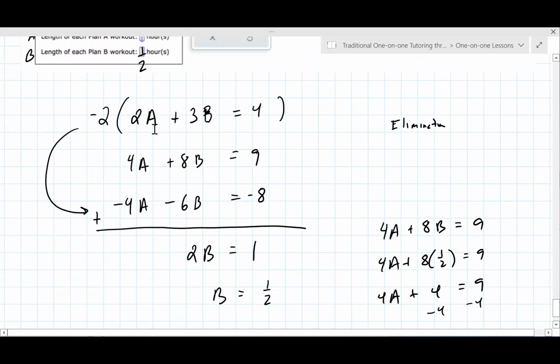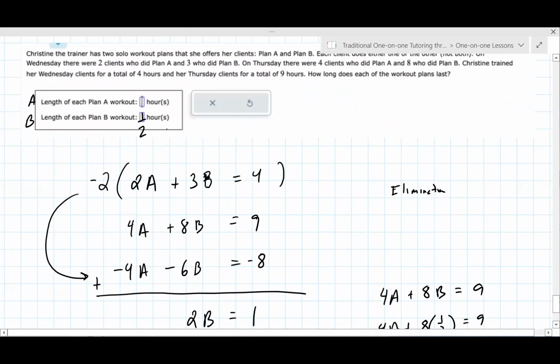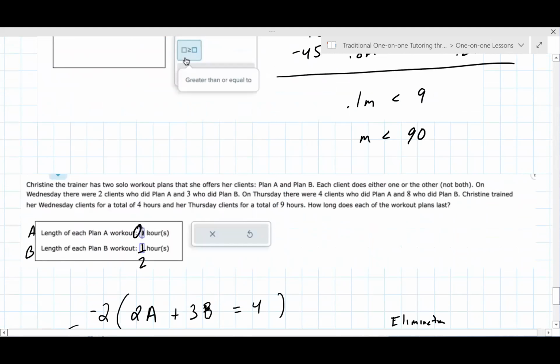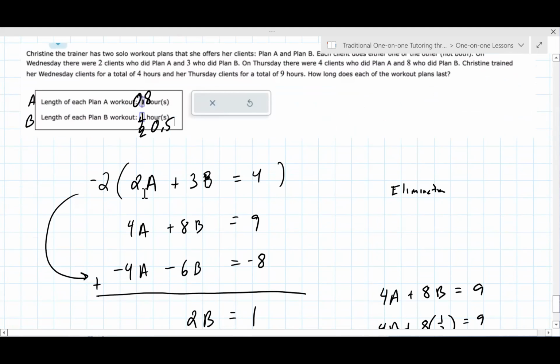0.8? No, I'm sorry. The first one was A is, sorry, I'm all messed up here. A is 0.8 and this is 0.5. Let me just check these. So that is not going to work here. I'm trying to check these equations and they're not working.